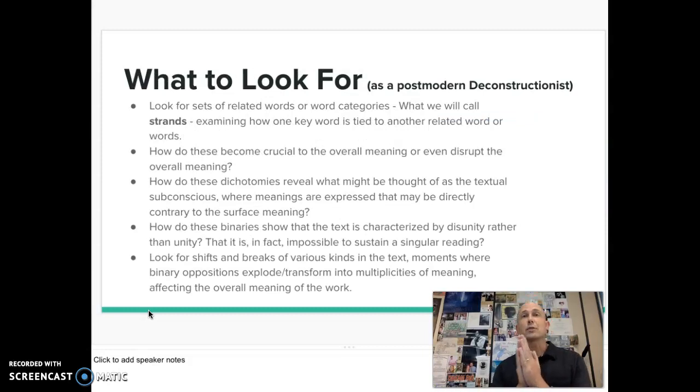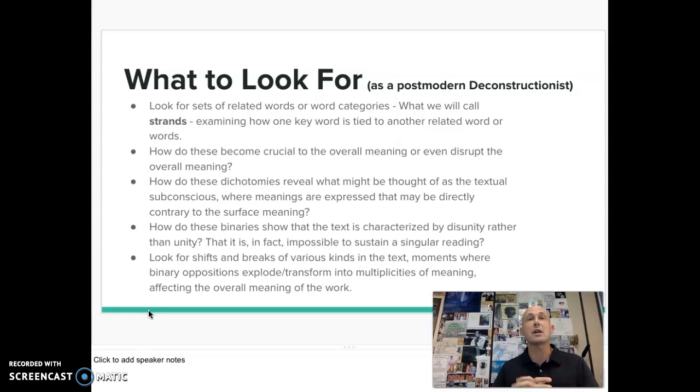Okay, sets of related words or word categories. We're going to call these strands. And in the activity that we're doing later today, we're going to identify strands. What you're looking for are groups of words that have kind of an interconnecting logic, a reason that you could group them together, and they have a similar meaning within a particular context. So grouping words together, looking for patterns of words and ideas that exist spread out across a particular text.